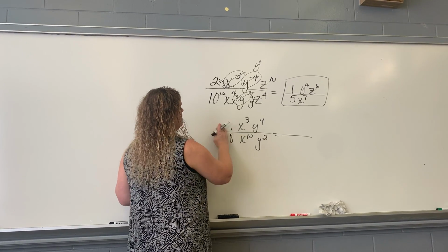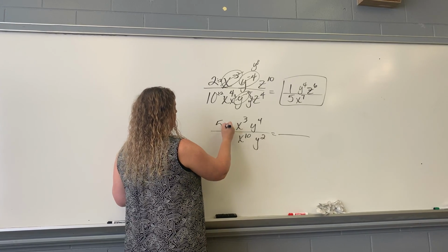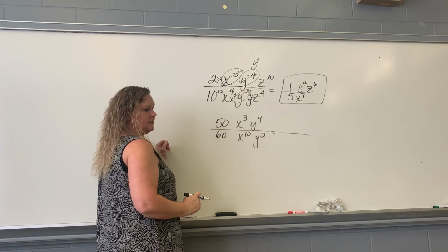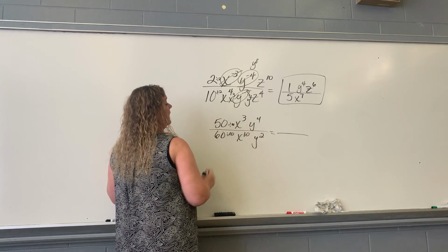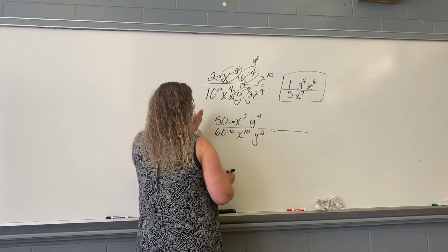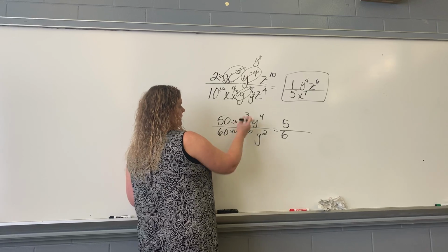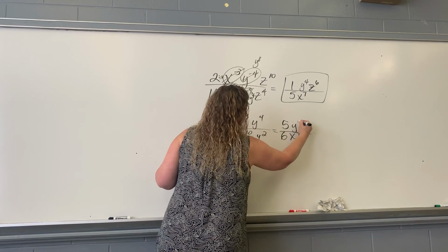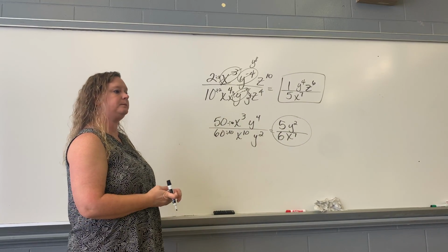What if the numbers were, let's go with 50 and 60. What number goes into 50 and 60? 10. 10, so you divide them both by 10. It's just like regular reducing. Yes, so that would be 5 on top, 6 on bottom. And then there's 7 extra x's on bottom and 2 extra y's on top. So it would look like that, okay?